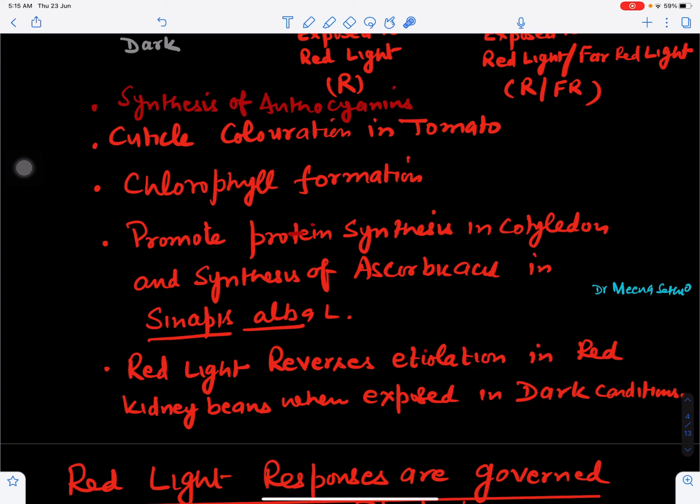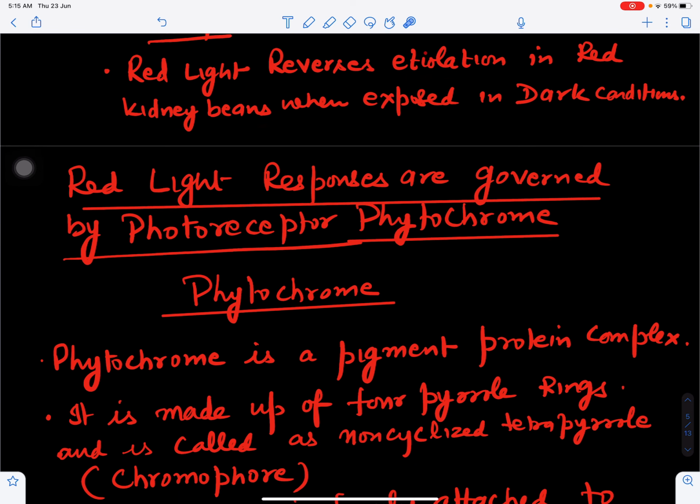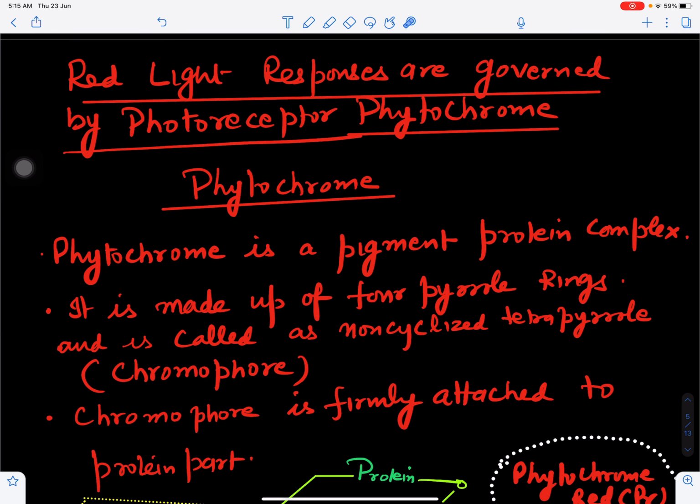But when they are exposed to light, this will reverse the etiolation process. So this has been studied in the red kidney beans. When they were exposed to light in the dark condition, etiolation will be reversed. So red light responses are governed by the pigment phytochrome, or photoreceptor phytochrome.